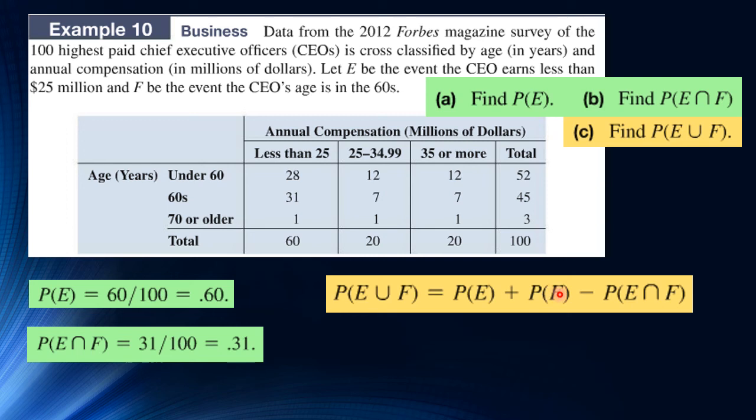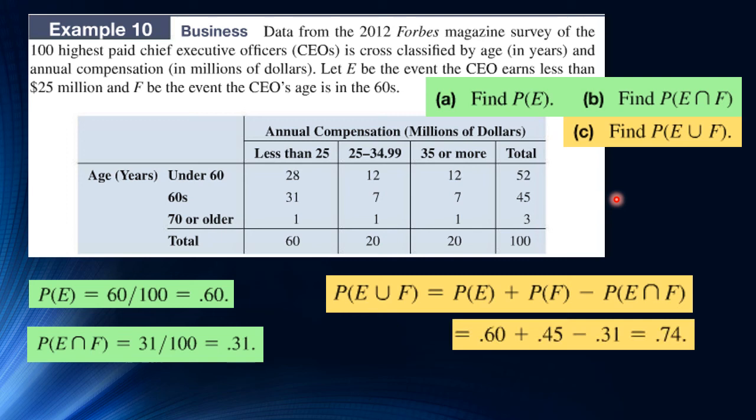So we just plug in the values. 0.60 probability of E, 0.45 for the probability of F, CEOs in their 60s, minus the duplicate counts, the intersection. And so we get a 0.74 probability that the CEO is in his 60s or he's earning less than 25.